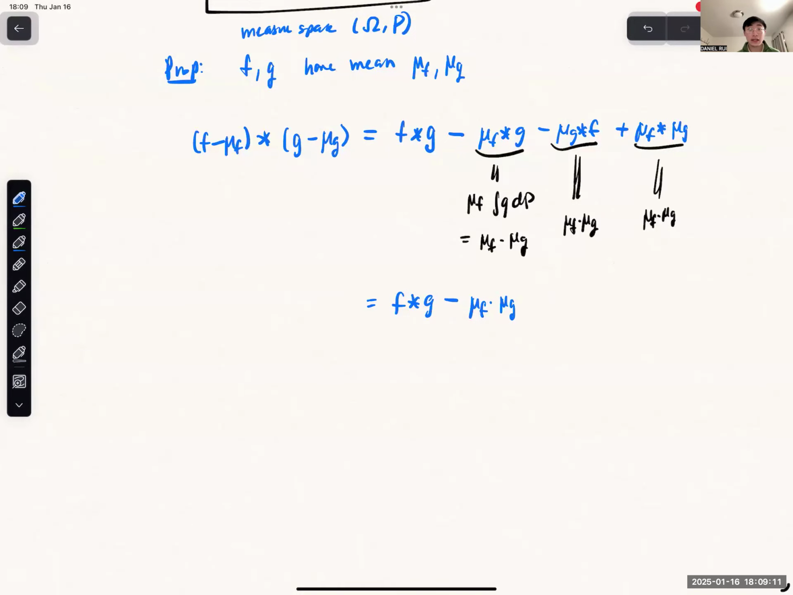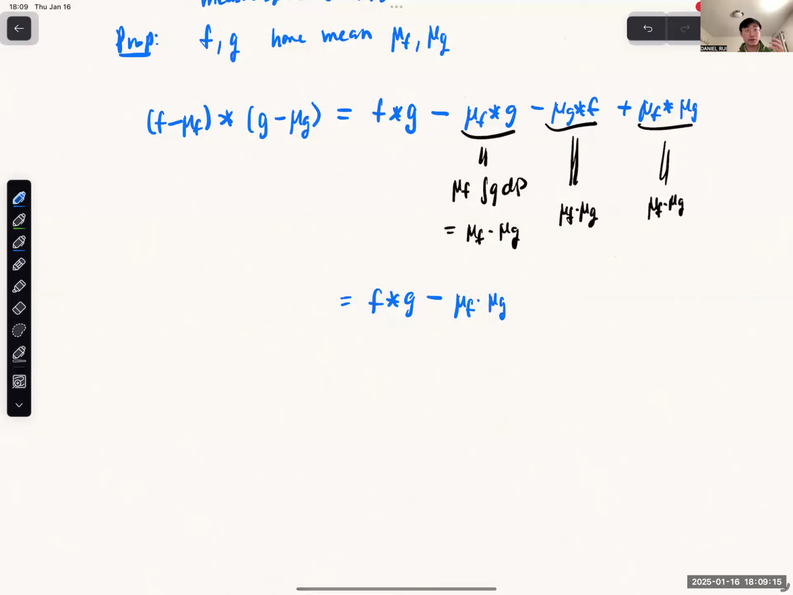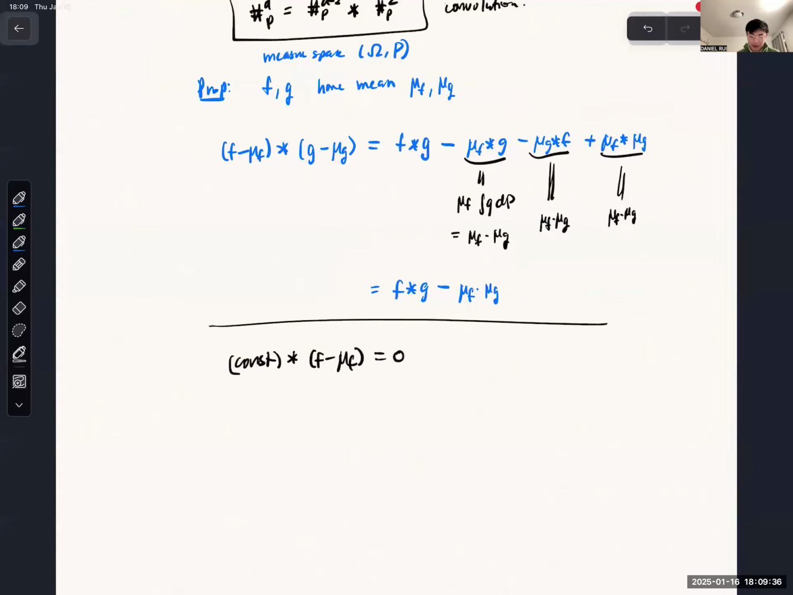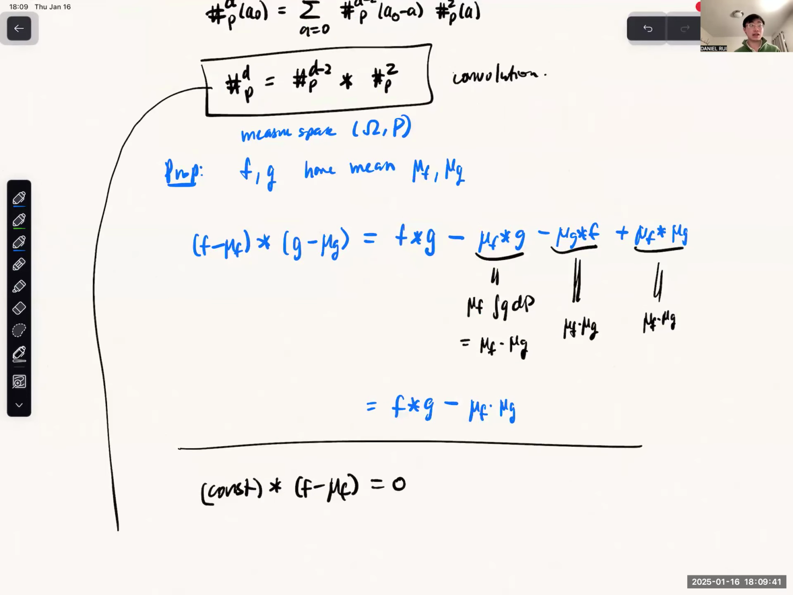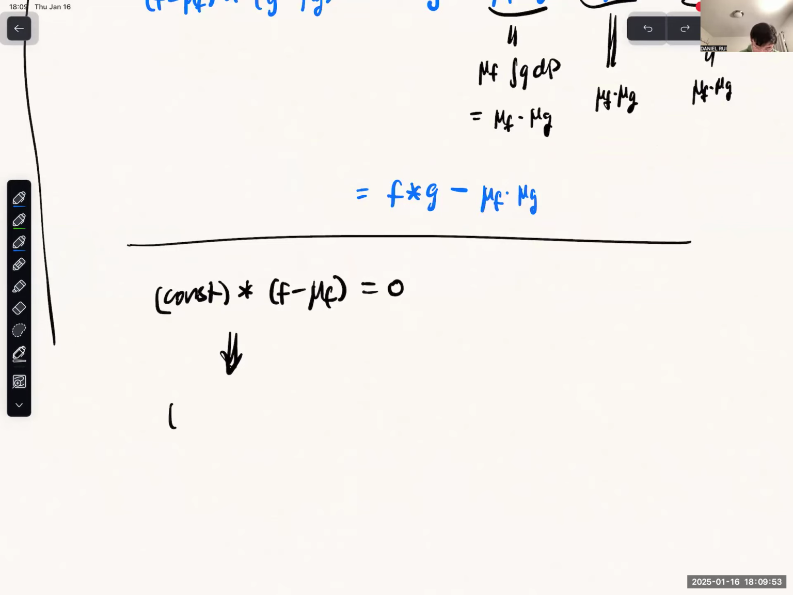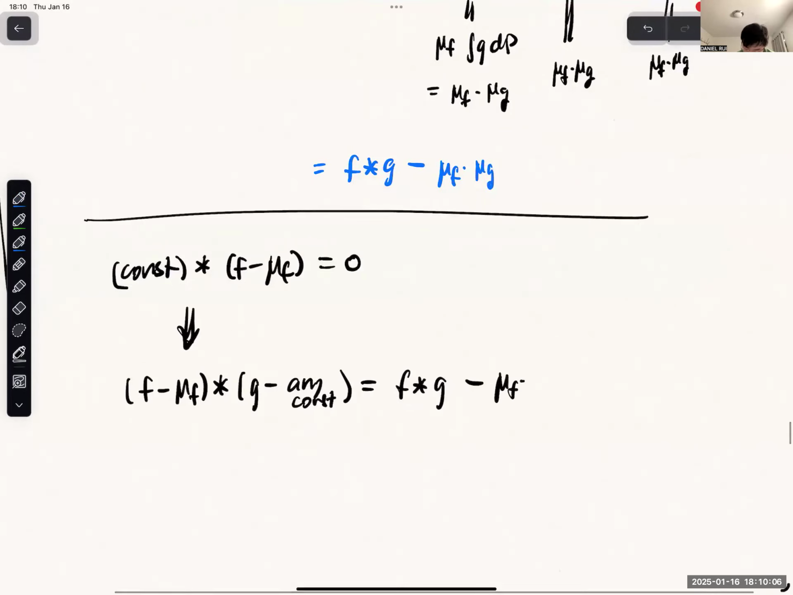Okay, and more generally, I can shift by any constant. Observe that constant convolve f minus mu f is equal to 0. Again, because if you just expand out the convolution, you'll get two numbers that cancel each other. And so what can we do? This is telling us that I can shift one of them by any constant. So let me just finish my chain of thought. f minus mu f convolve g minus any constant is still equal to f convolve g minus mu f times mu g, where this is also equal to the expected value of this.